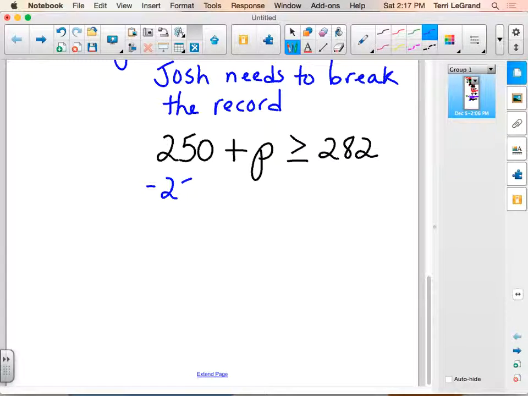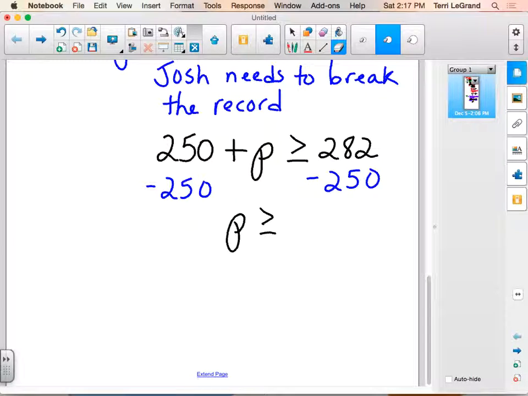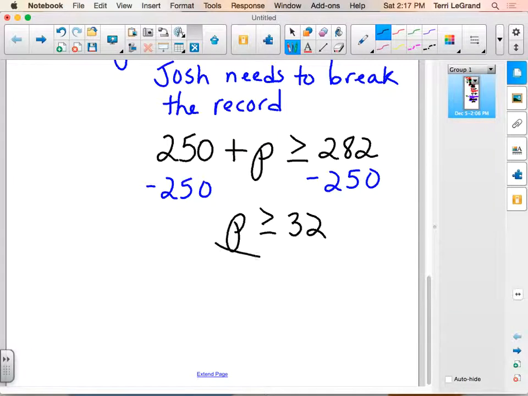We'll subtract 250 from both sides. And we'll see that the number of additional pounds Josh needs are not 282 take away 250, 32. So 32 pounds would actually tie the record. No, it says to break the school record. Yeah, 282. Oh, you know what?